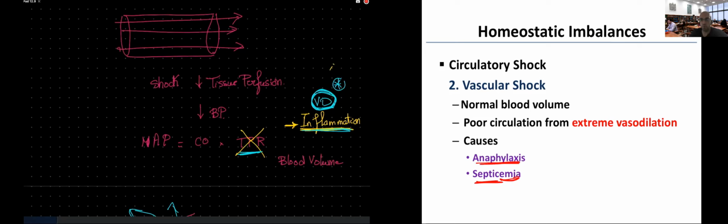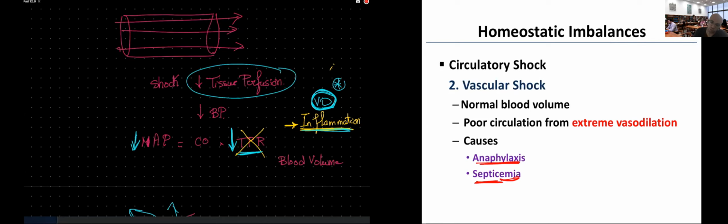So if I dilated a huge number of arterioles in my body, what's going to happen to my total peripheral resistance? Would there be an increase or a decrease in the amount of resistance that is facing the blood flow? If you dilate all the vessels, would I have high or low resistance? Low, very, very low. So I have a major drop in my total peripheral resistance if I have extensive vasodilation. And as a result, what's going to happen to my blood pressure? A major drop in my total peripheral resistance is going to result in a major drop in my mean arterial pressure, and so a drop in the tissue perfusion.